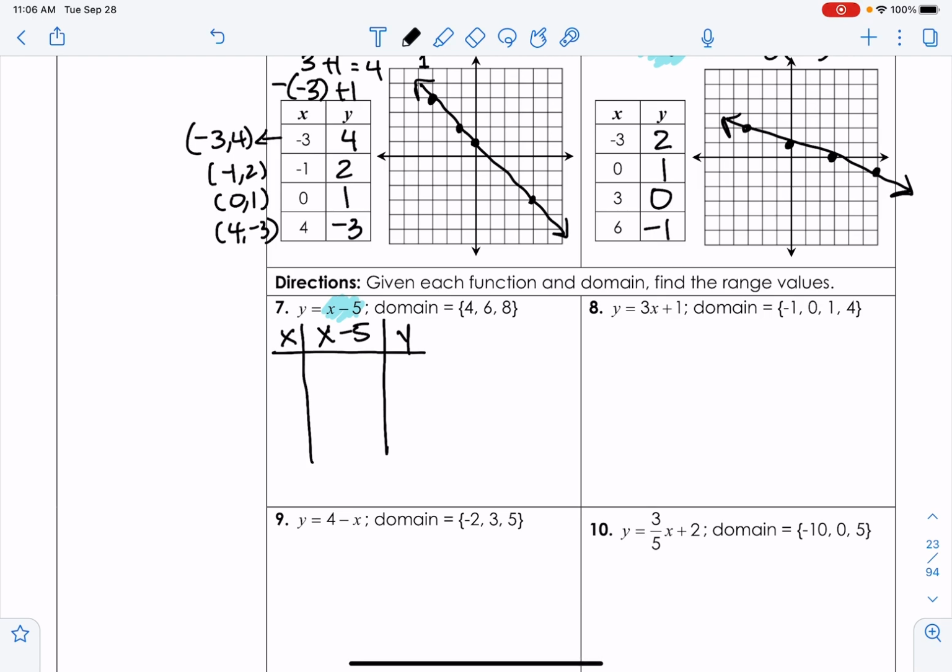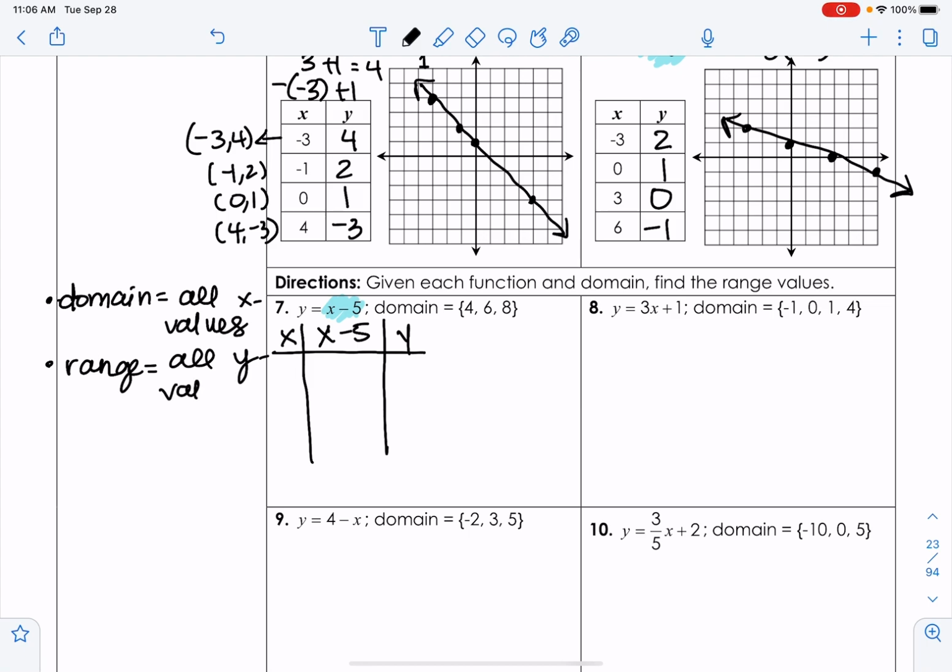My domain is all my x values, while the range is all the y values. So you just list your domain in your table. We've got 4, 6, and 8. Then you plug in your x values in the middle: 4, 6, and 8, and you minus 5 per the function rule.